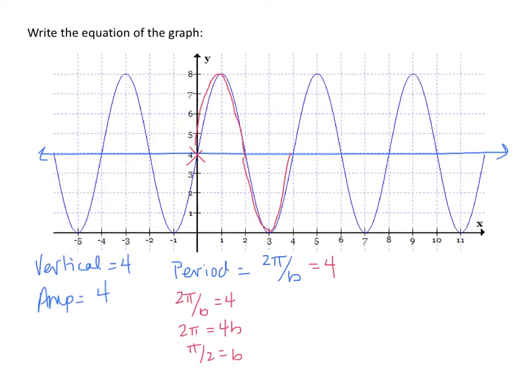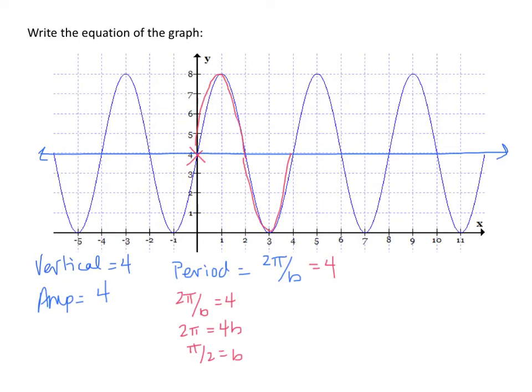Now I need to think about, is this a sine or cosine? The way that you tell is by looking at the y-intercept. If your y-intercept is the center point of your graph, it's sine. If y-intercept is at a maximum or a minimum, then it's cosine. So in this case, it's sine.